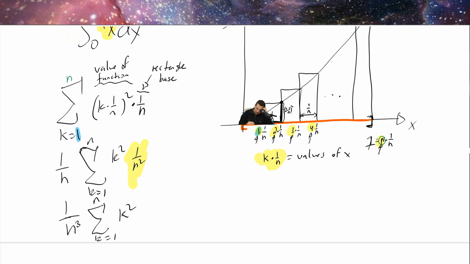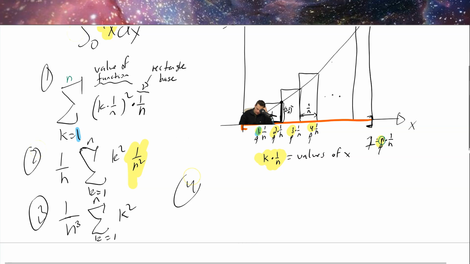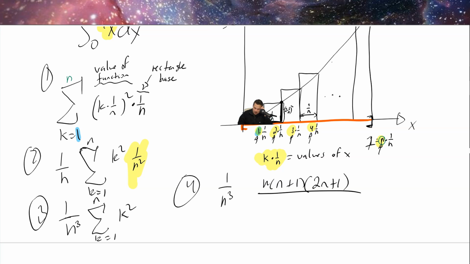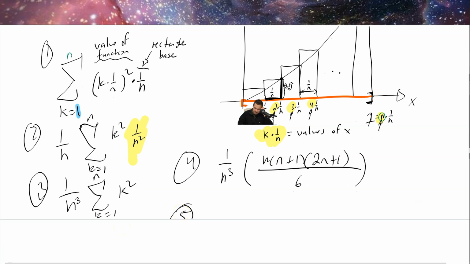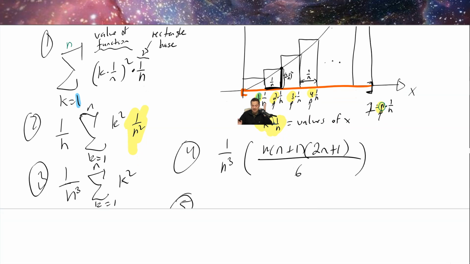So the next stage, let me number this. This was like 1, 2, and then 3. So at stage number 4 in this process, I'm going to replace. This is going to be 1 over n cubed. And again, I'll take the limit at the very end when it's easier. And I'm going to say the following. I'm going to replace the sum of k squares with n times n plus 1, and then 2n plus 1 over 6. This is a well-known formula for the sum of squares. That's step number 5.